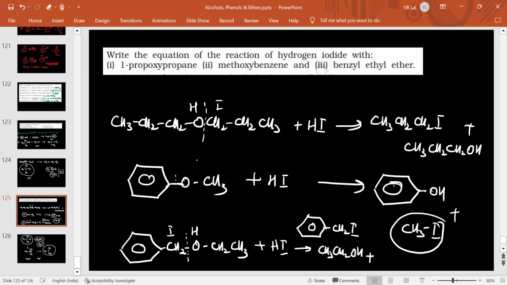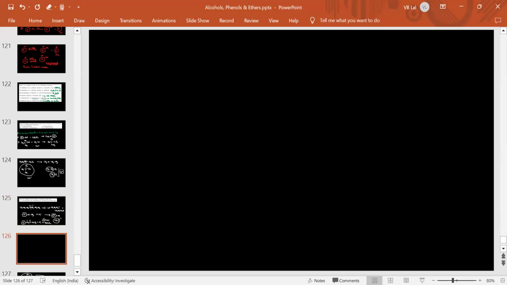Why? Because benzyl carbocation is stabilized by what? By resonance. It stabilizes by resonance. So carbocation will be formed, and after formation of the carbocation, the nucleophile, which is I, will come and attach here. Okay, let me show you this one here.